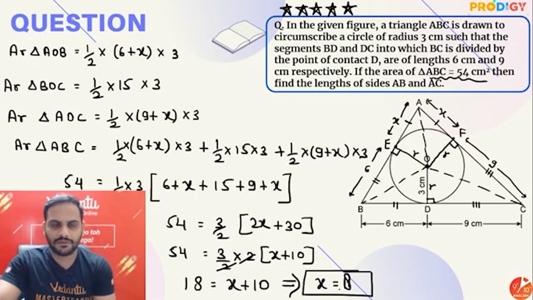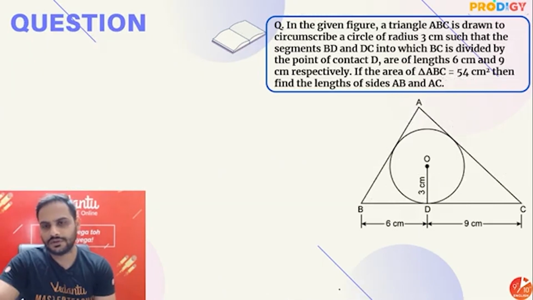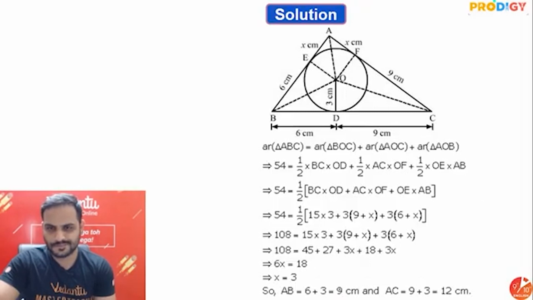Let me check here one more time. I think, have I made any mistake? Half into 6 plus x into 3, then half into 15 into 3, and half into 9 plus x into 3. So if I take half common, 3 common, 3 by 2 common, 3 by 2, 6 plus x plus 15 plus 9 plus x, 2x plus 30, 6 plus 9, 2x plus 30, half into this. I think it should be correct. What is the mistake? Half into 15 into 3, half into 3 into 9 plus x, plus half into 3 into this. So 15 threes are 45, 3 nines are 27 plus 3x, 3 sixes are 18 plus 3x. Okay. And then 3x plus 3x is 6x, 45 plus 27 plus 18.